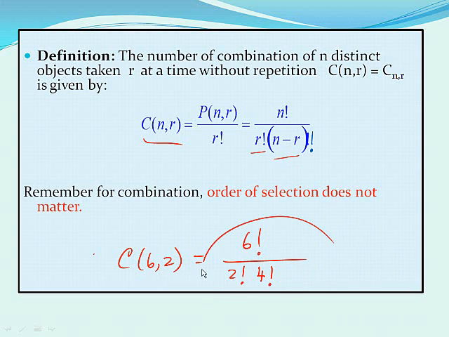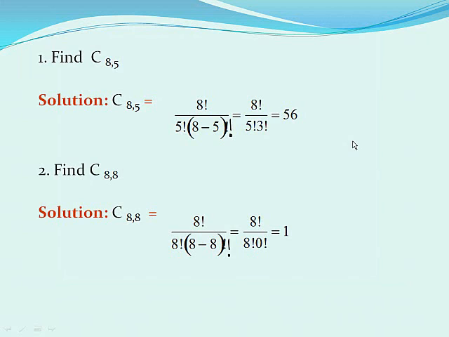So that is what this formula stands for. A few questions. We need to calculate the number of combinations of 8 objects taken 5 at a time, or C(8,5). C(8,5) equals factorial 8 over factorial 5 multiplied by factorial 8 minus 5. When we do this arithmetic, we will get 56.